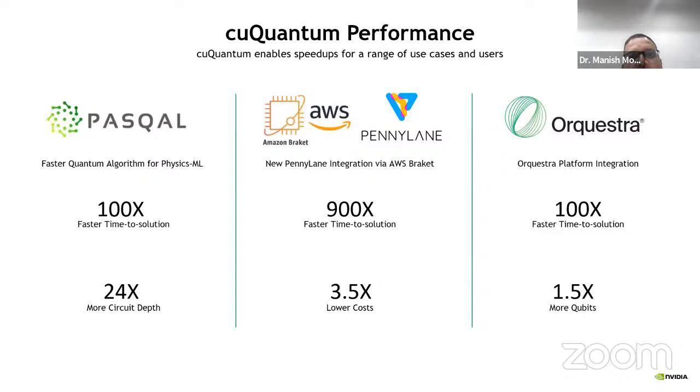Similarly, a range of use cases and various things have been tried with cuQuantum, even Amazon Braket, PennyLane, Pascal, and other frameworks. And you are seeing that the depth is also 24x more. We could go deeper with cuQuantum and we get a better speed up.